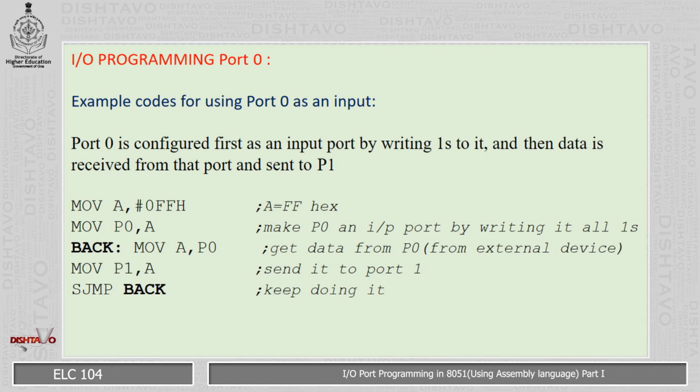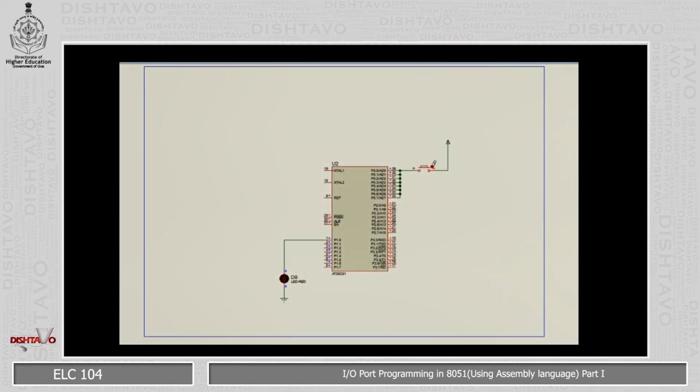You can't send data directly from port to port. There is no instruction to send data from port to port. I can't say port 0 to port 1. That is an invalid instruction. So you have to transfer it to a register, and from the register to the second port which you are sending to. So this is how the output of that program will look like.